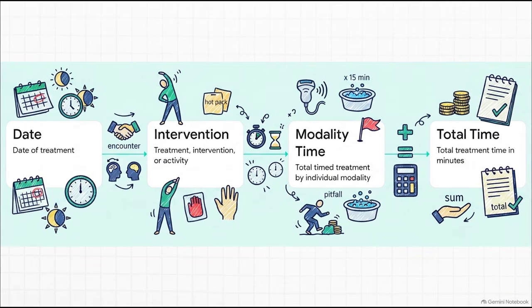Step 1, the date of treatment. Step 2, a crystal clear description of the treatment, intervention, or activity provided. Step 3, the total timed treatment by individual modality, meaning if you did 15 minutes of ultrasound and 20 minutes of a contrast bath, you have to document those individual times separately. And finally, step 4, the total treatment time in minutes, which is just the sum of all your timed and untimed codes for that day.